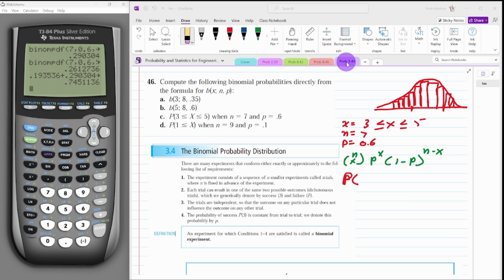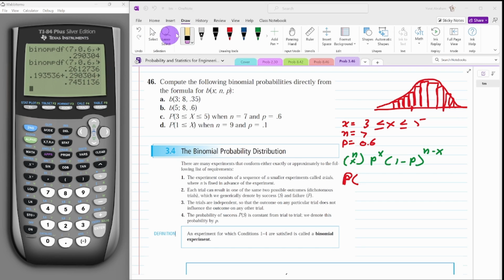Now in this problem here, they want the probability when 1 is less than x. Just like the table is going to give you the probability at that point, now we want the probability when 1 is less than x. So just think about how would that look, and how can you use the table or the calculator or the formula to make this work.